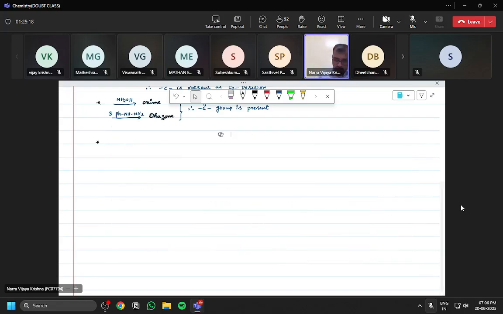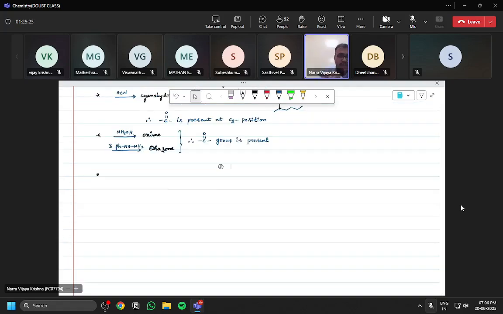Now, with NH2OH, it gives oxime. With 3 moles of phenylhydrazine, you get osazone. Both confirm the presence of a carbonyl group. Now, glucose with bromine water. What do you get in the case of bromine water? Bromine water is a mild oxidizing agent. You get gluconic acid. With nitric acid, you get saccharic acid.